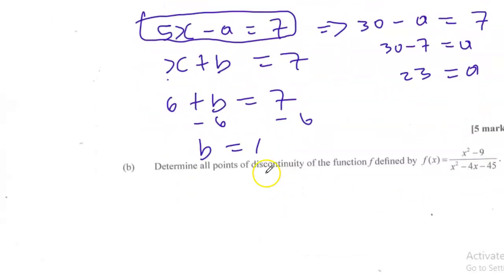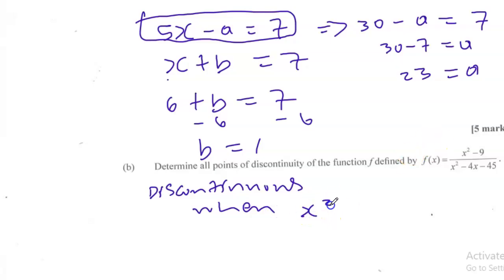Next, determine all the points of discontinuity of the function f of x, defined by f of x is x squared minus 9 upon x squared minus 4x minus 45. So of course it's discontinuous when, remember, we can't divide by 0. So the function is discontinuous when the denominator is 0, so when x squared minus 4x minus 45 is equal to 0.